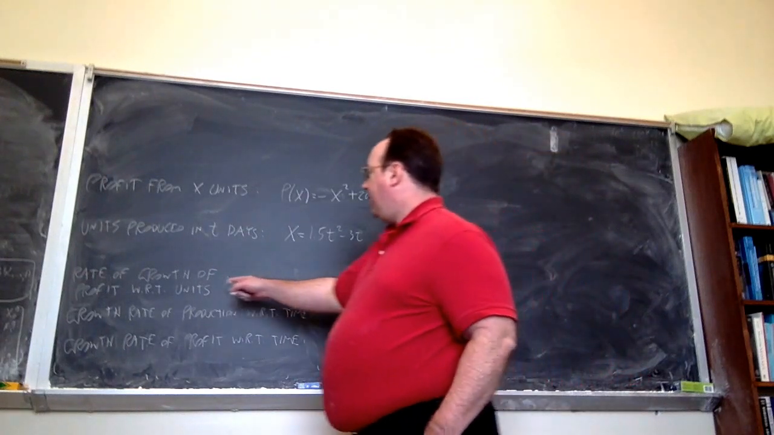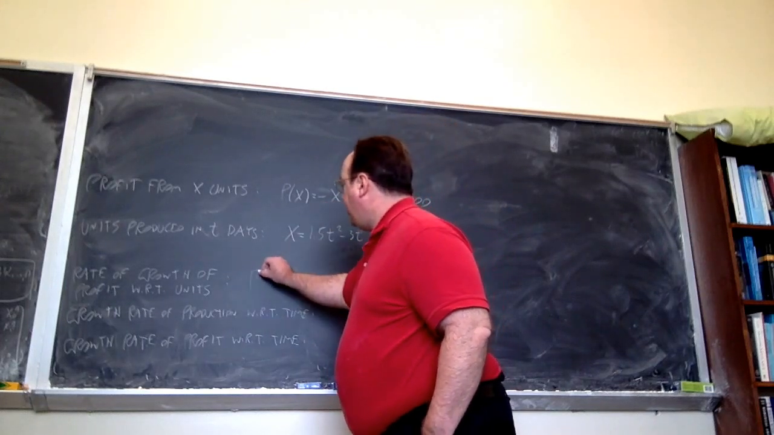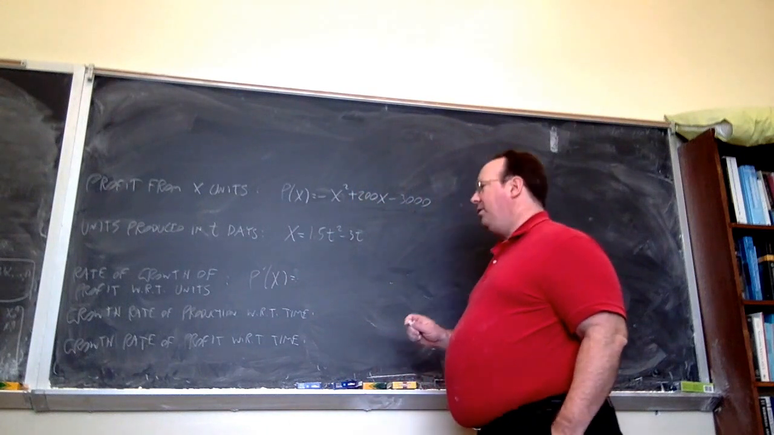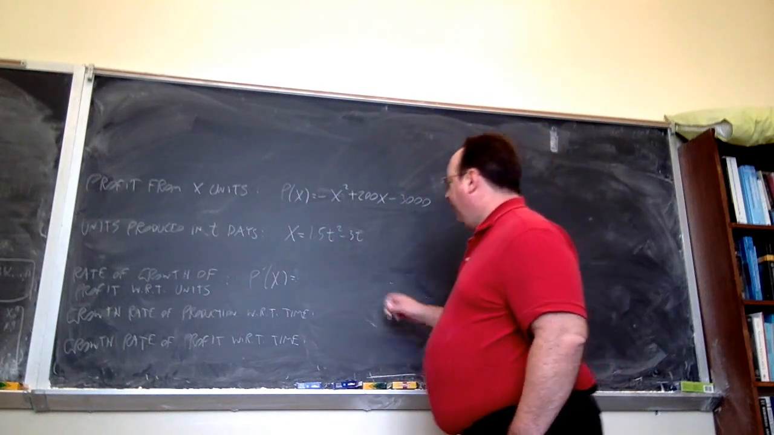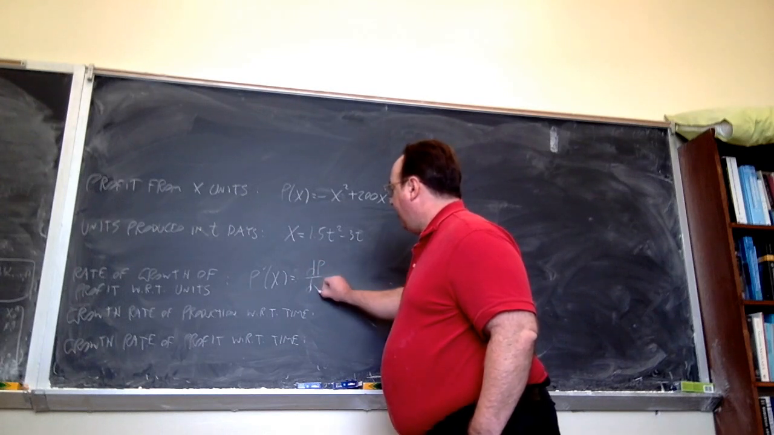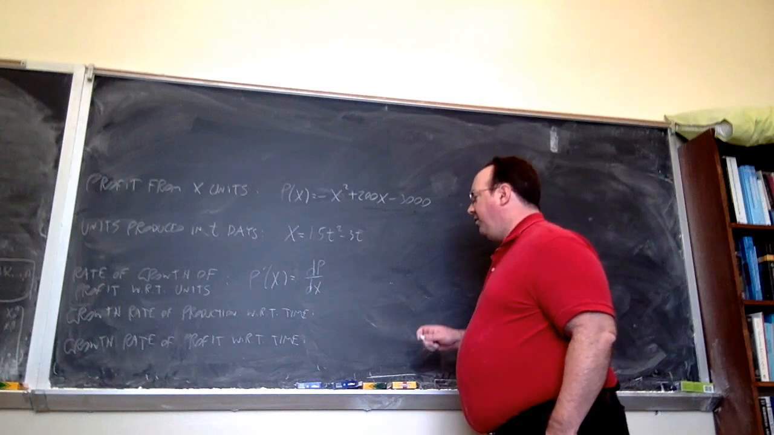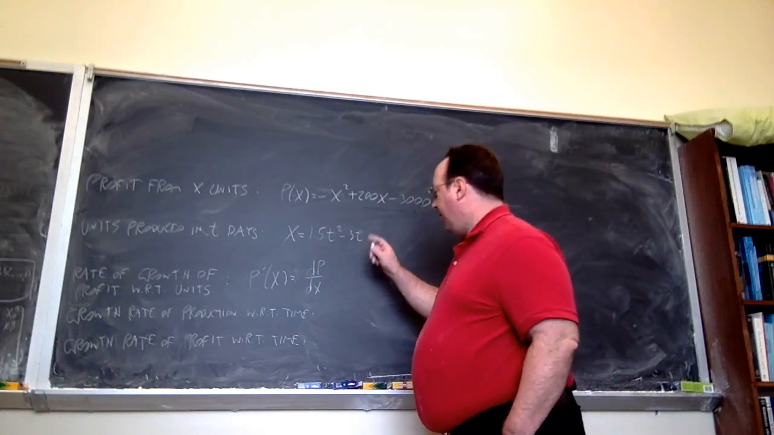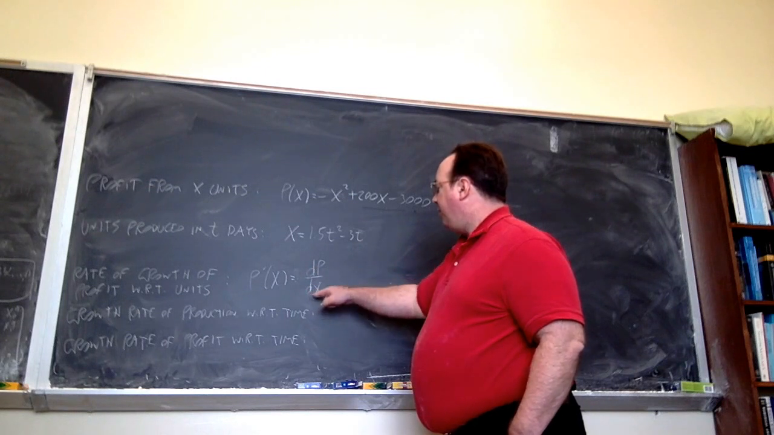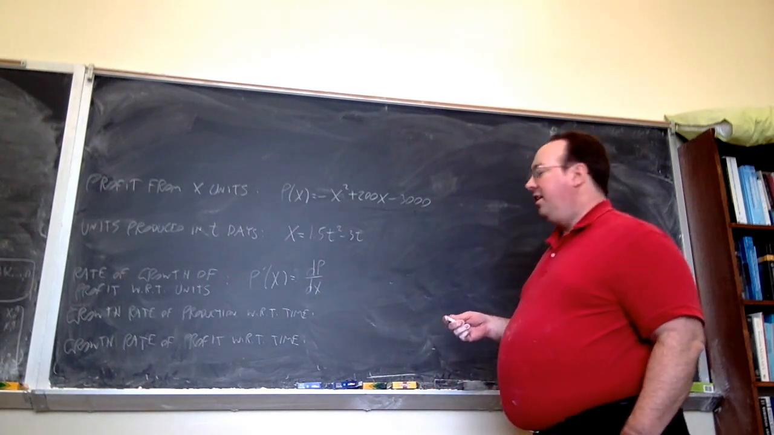So I have here the rate of growth of profit with respect to units. So that would be p prime of x. But I'm going to use another notation for a derivative that will be helpful in understanding the chain rule, and that is dp dx. So this is another very common notation that's used for the derivative. I haven't used it yet in the videos, but it's helpful now. So derivative of p with respect to x. It's not literally a fraction.